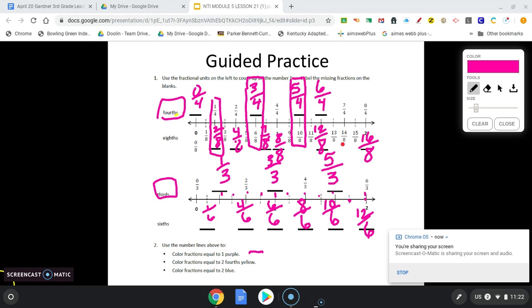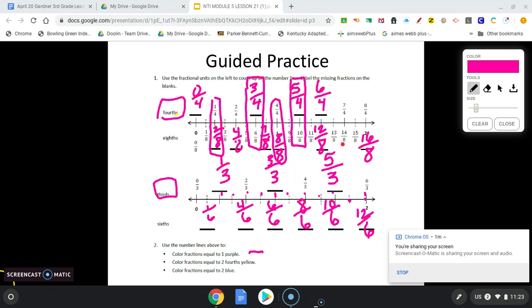Fractions that are equivalent to 1. So all of the fractions that are equivalent to 1 whole. What are those fractions that are equivalent to 1 whole? 6/6 and 3/3 are equivalent to 1 whole. So we know that. 4/4 and 8/8 are equivalent to 1 whole.